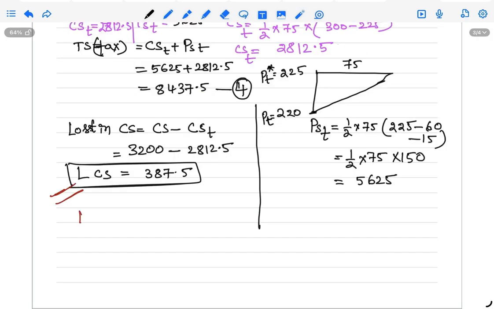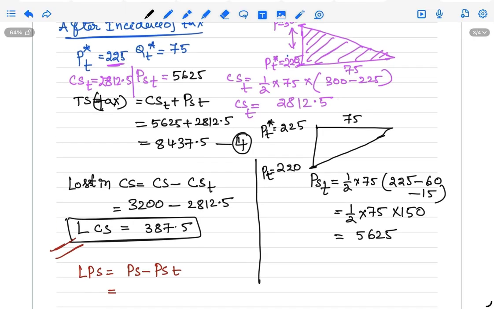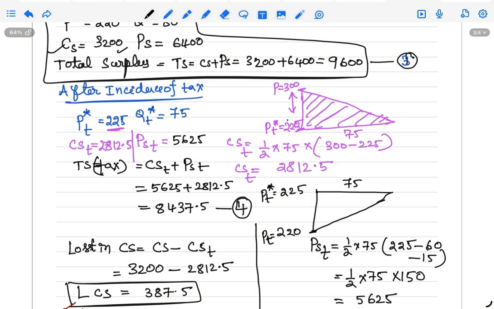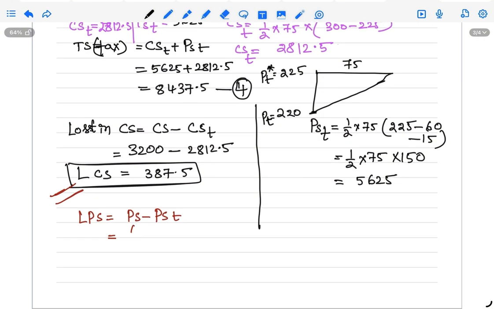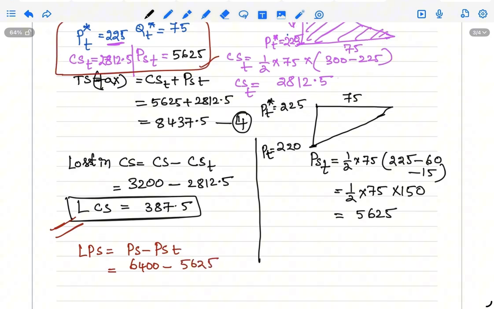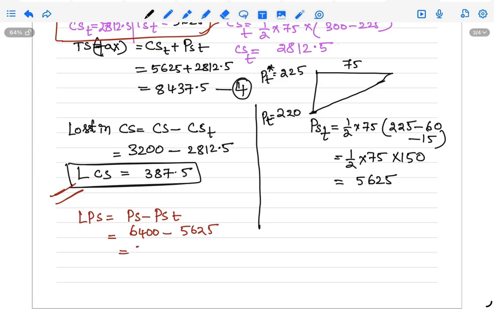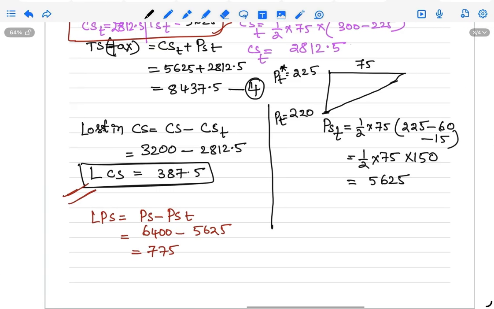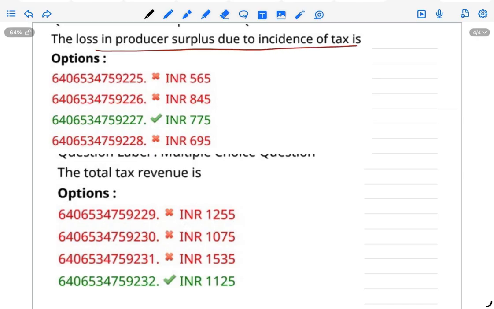Next, loss in producer surplus equals PS minus PST. PS equals 6400 minus 5625, that is 775. So the loss in producer surplus due to incidence of tax is 775. This is the answer for this.